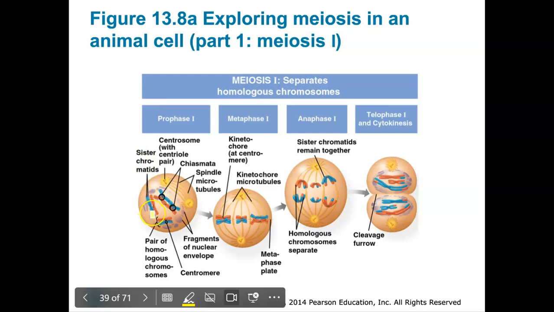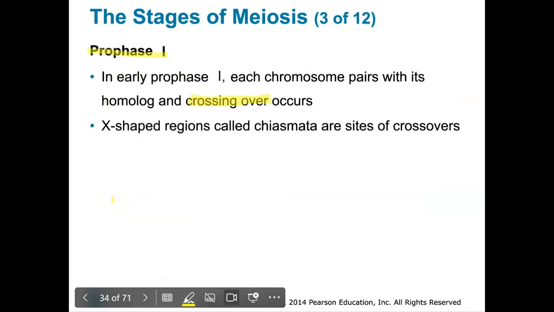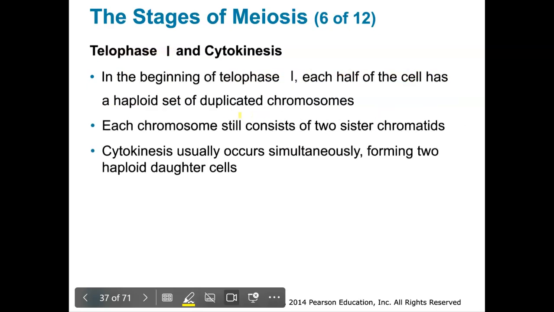You have the homologous pairs finding each other. Oh, I didn't even say that. I didn't see it in the notes. It says in early prophase 1, each chromosome pairs with its homologue, and that is called synapsis, even though they don't have that word on here. Each chromosome pairs up with its other member of the homologous pair. And crossing over couldn't happen if they didn't pair up, because when they pair up, they're close together, and they can exchange or cross over pieces of their chromosome. Okay, that's what crossing over means.